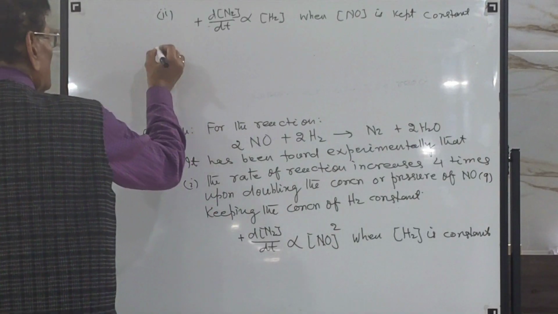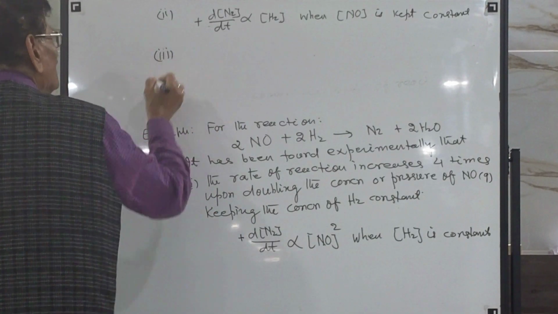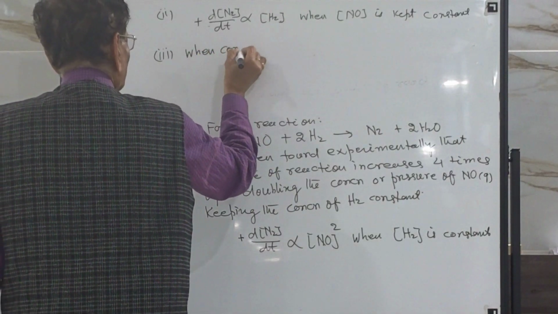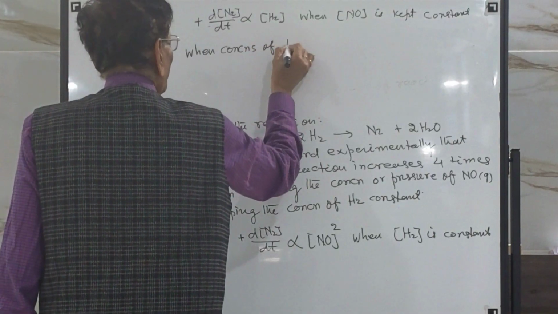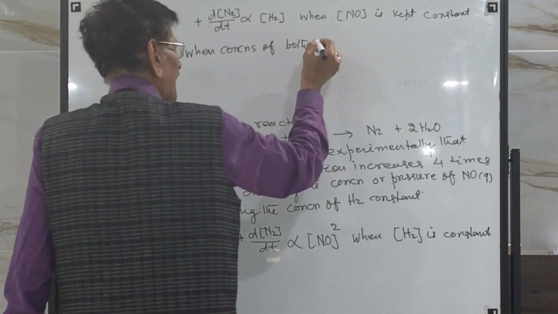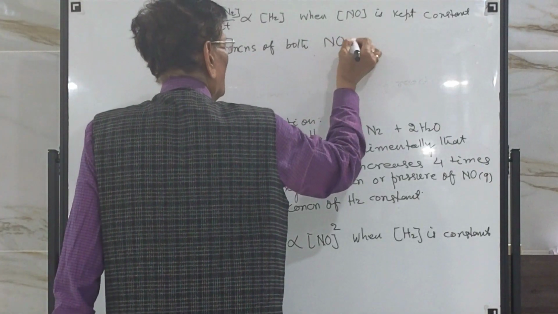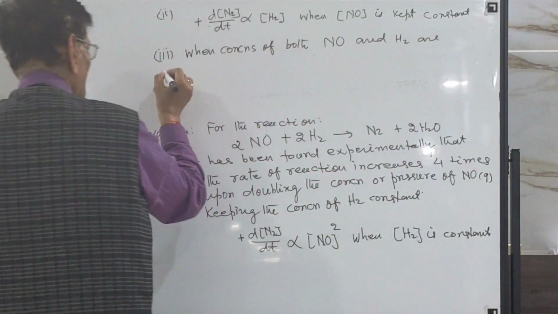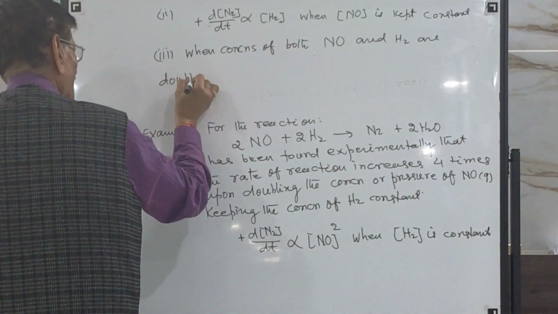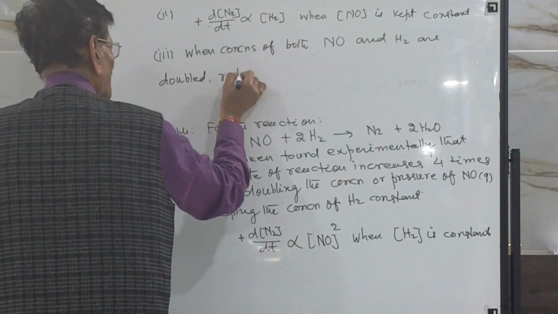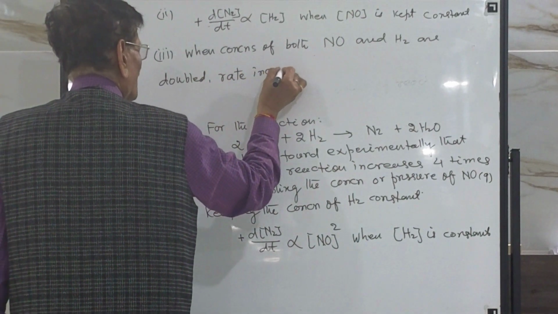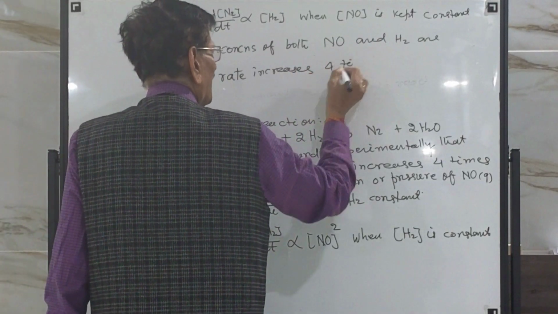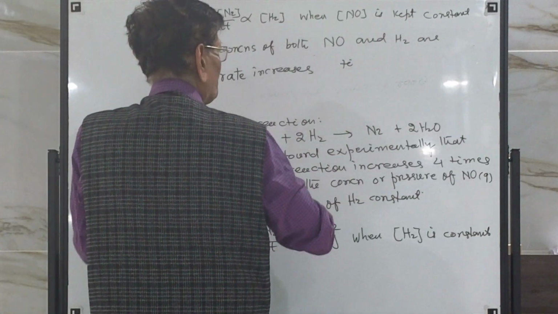And again, it has been observed that when concentrations of both NO and hydrogen are doubled, the rate increases 8 times.